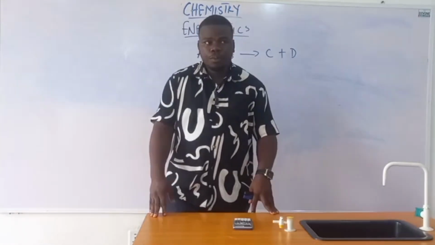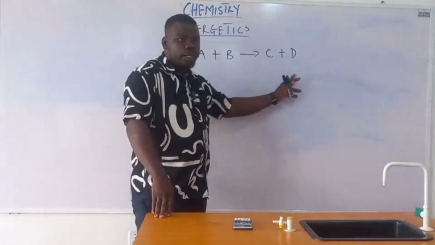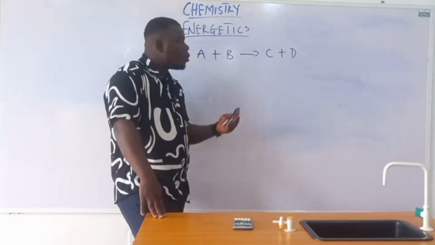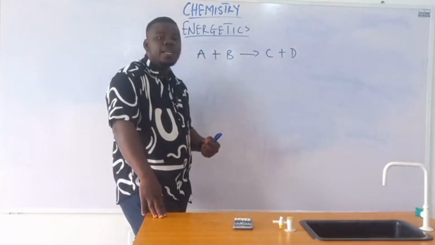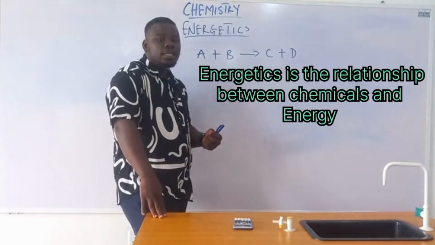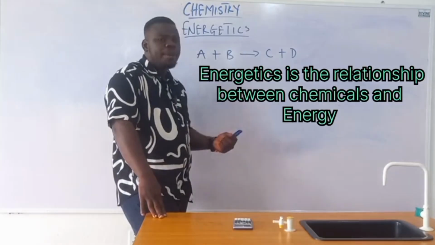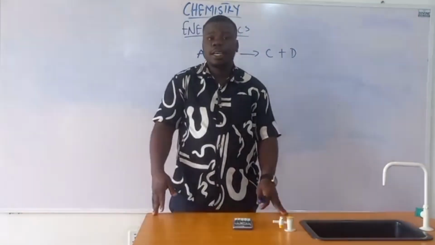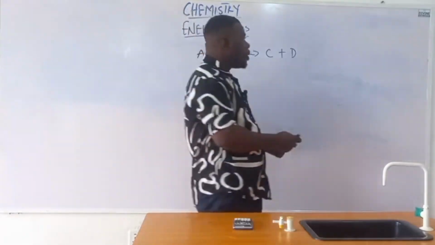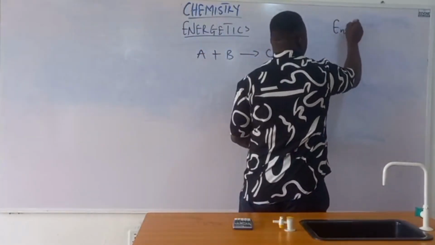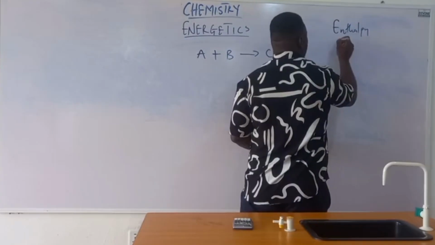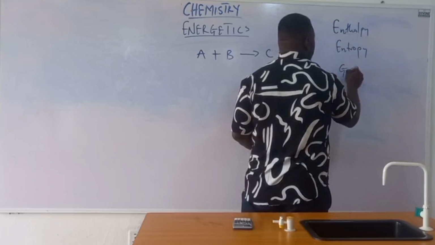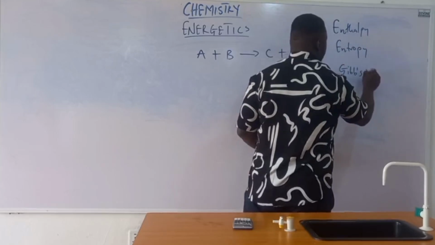Now, in chemistry, during a chemical reaction, bond is either broken or formed, and for bond to be broken or formed, it involves energy. So, energetics is the relationship between chemicals and energy. Now, moving forward, we are going to be studying energetics in steps. We are going to start with enthalpy, entropy, and Gibbs free energy.